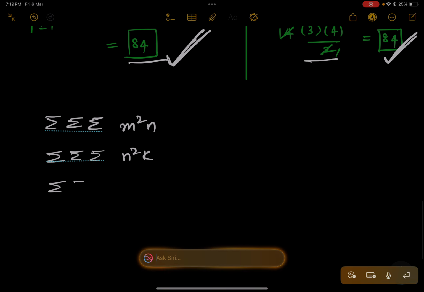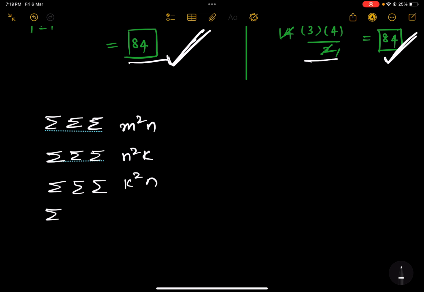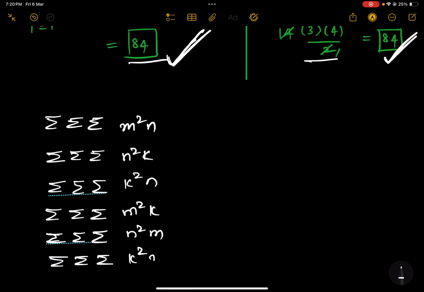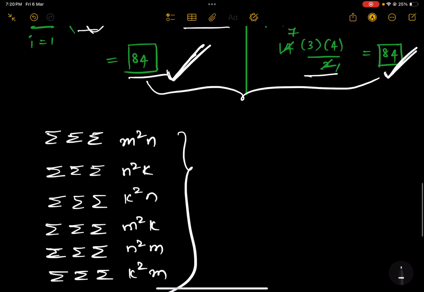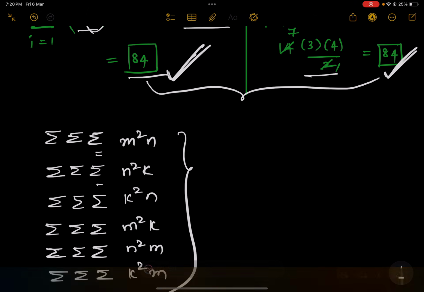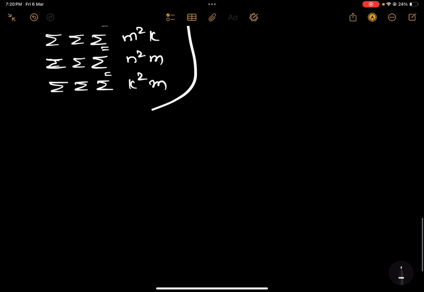So then again, one more summation possible is k square n or m square k or n square m or k square m. So these are the summations possible, and because of the concept that we have understood here, all these summations are equal to one another. So all these 6 summations have equal values. All right. So now let us go back to our question.